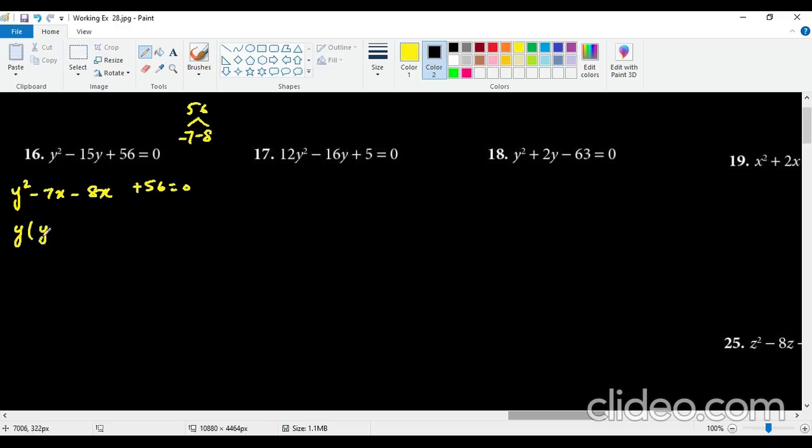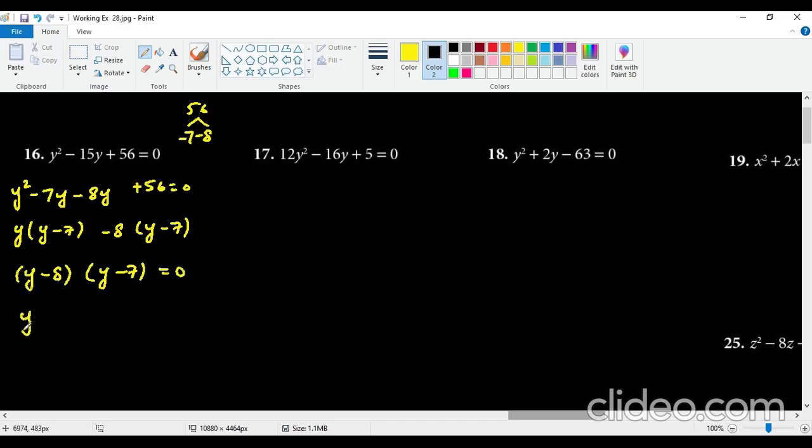Y minus 7 is going to be the first factor, and minus 7 will be here. And I already have y, I should write here y and y. I better rewrite this whole thing. Minus 7y and minus 8y. So minus 8 I will write here. So y minus 8 and y minus 7 are going to be two factors for this quadratic equation.